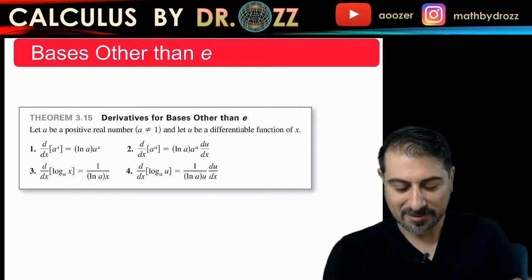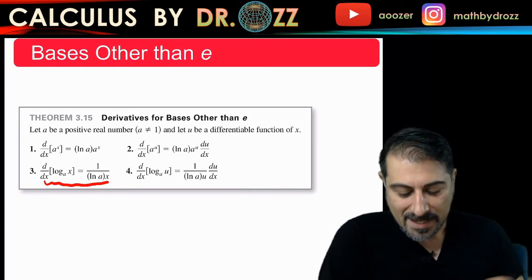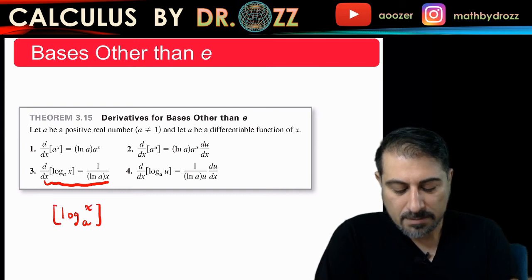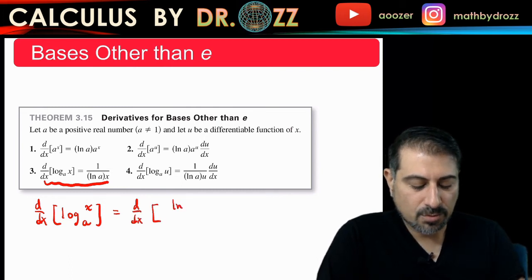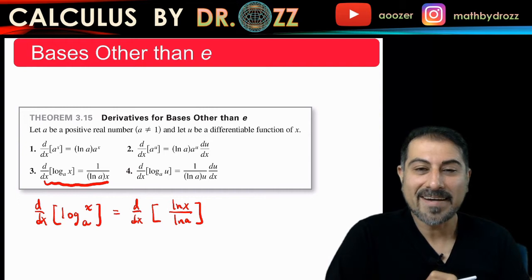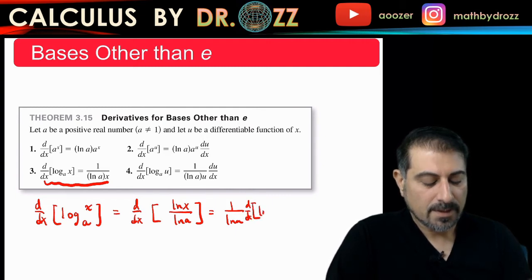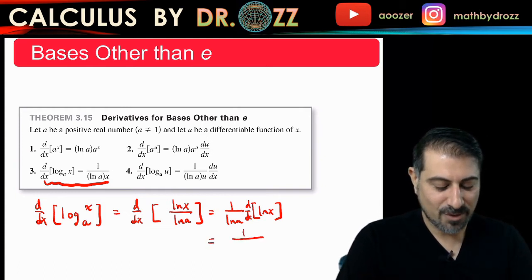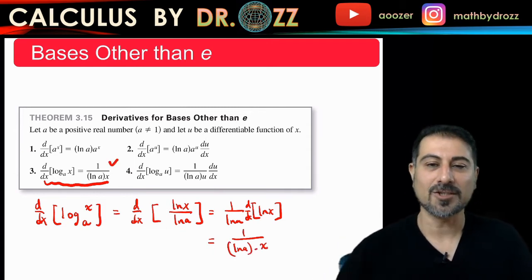Let's apply the same strategy for taking the derivative of the logarithmic function of x with base a. We know that a logarithmic function with base a can be rewritten as ln x over ln a. Since ln a is a constant, we can pull it out of the derivative. And we know that ln x has the derivative 1 over x, so we have 1 over ln a times x, and that's exactly what we have here.